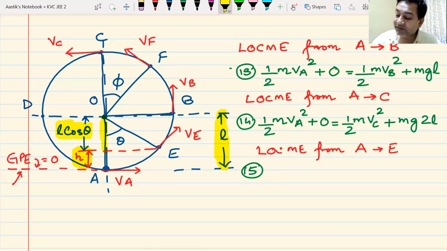Can you now tell me what is the Lockme equation from A to E? Can you now tell me what is the Lockme equation from L to E?